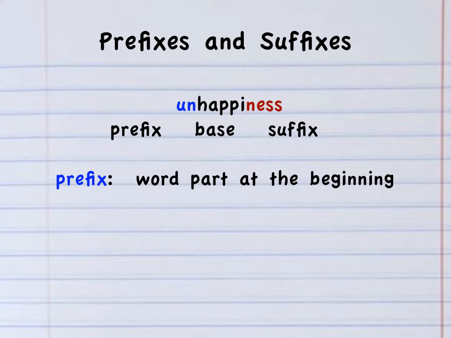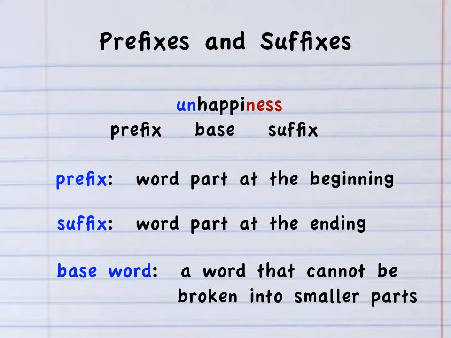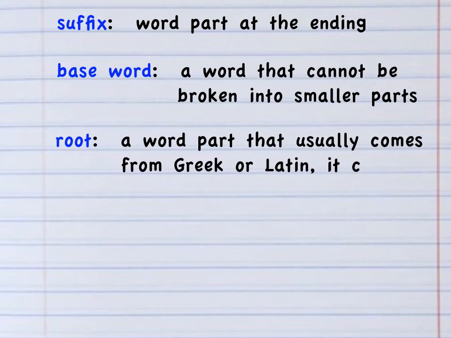A prefix is a word part that comes at the beginning, a suffix is a word part that comes at the end, and a base word is a word that can't be broken into smaller parts, but it can stand alone, like the word happy can be used all by itself. That's different from a root.